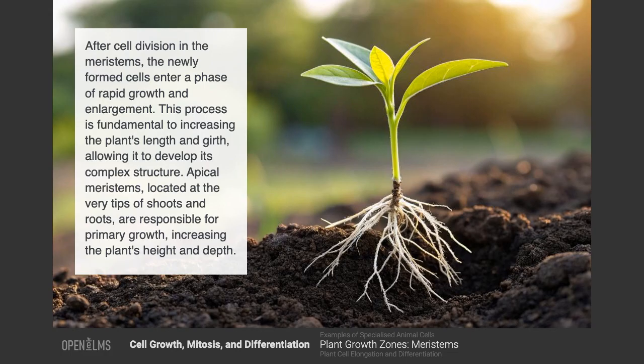Apical meristems, located at the very tips of shoots and roots, are responsible for primary growth, increasing the plant's height and depth.